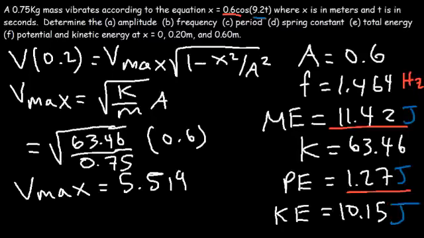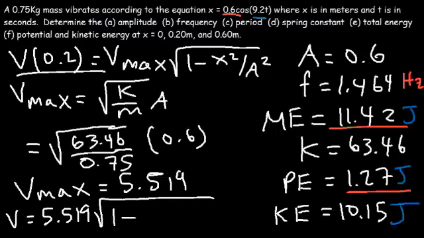So now we could find the velocity at 0.2. So that's going to be 5.519 times the square root of 1 minus, let's plug in the x value of 0.2, so 0.2 squared divided by 0.6 squared.